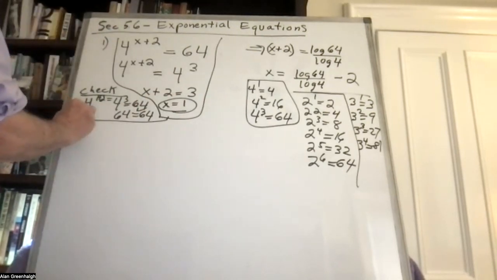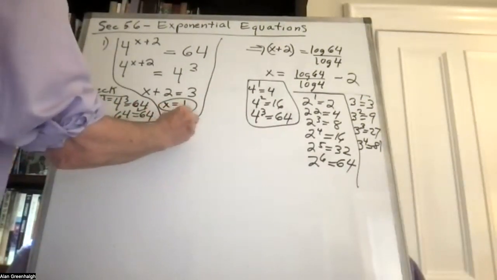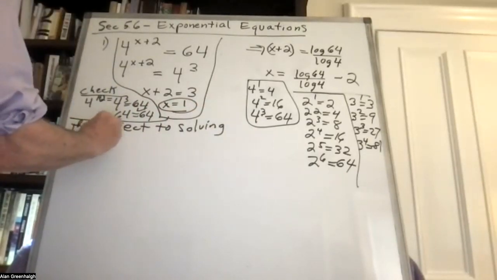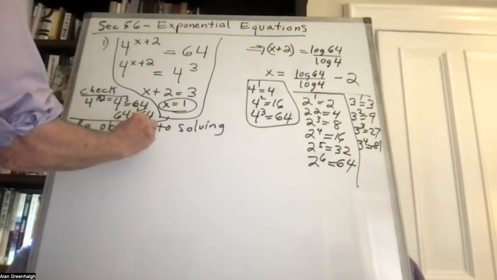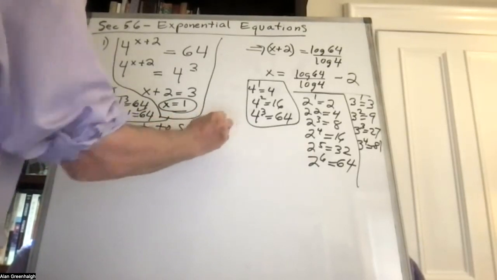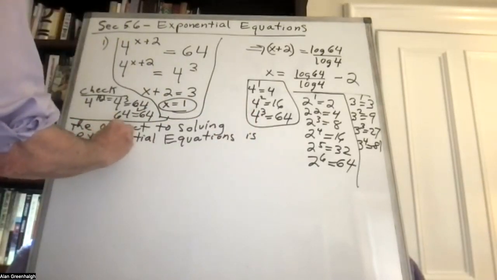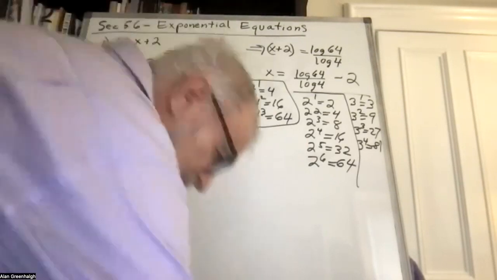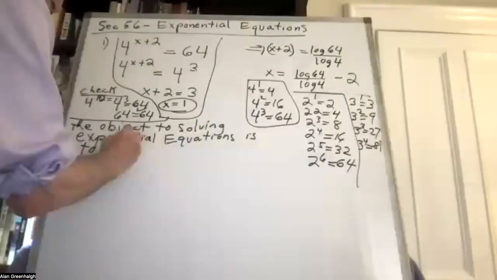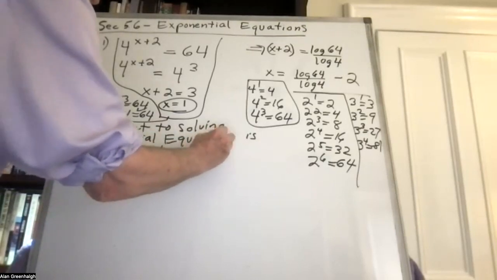So the object to solving exponential equations is to get the bases equal to each other.